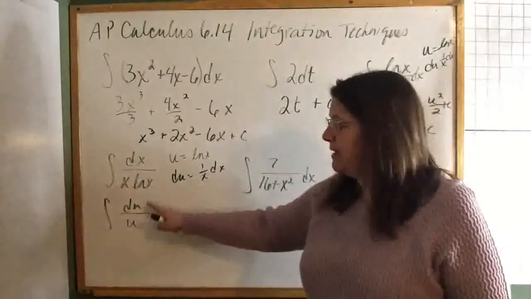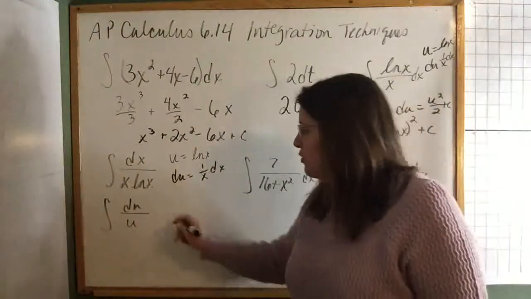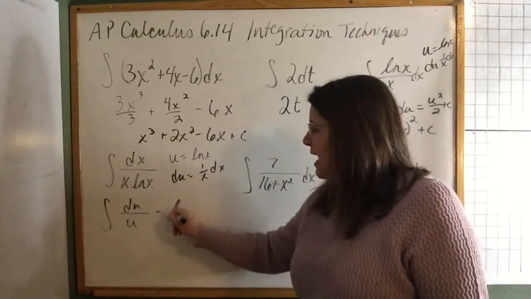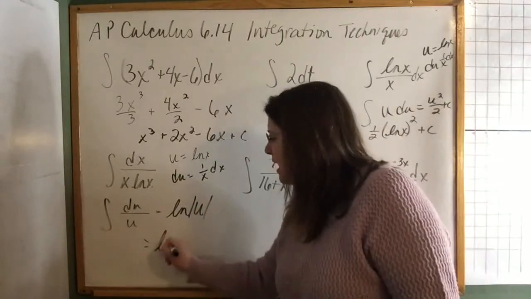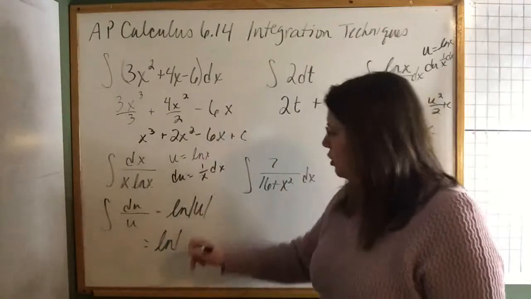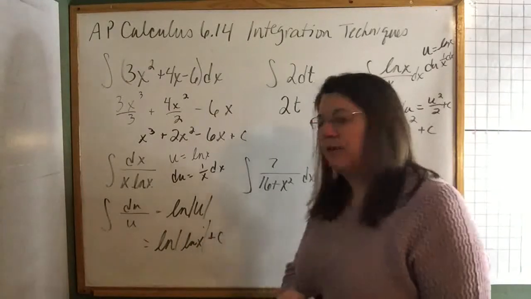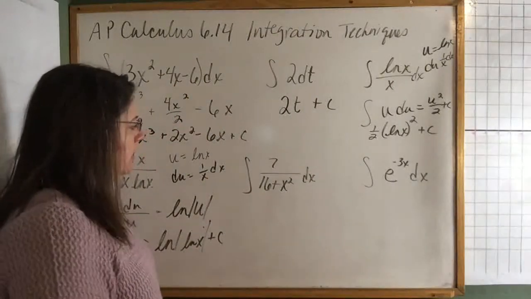But if we recognize here that we have a derivative over an original, this is a natural log situation. So that integration is the natural log of the absolute value of u, and then I resubstitute. The natural log of the absolute value of u was natural log of x, and we need our plus c.